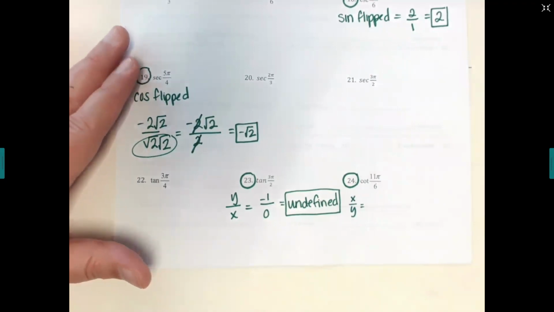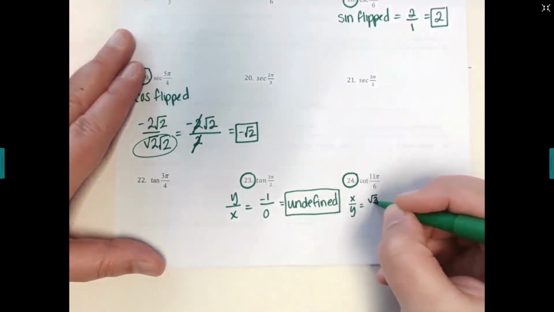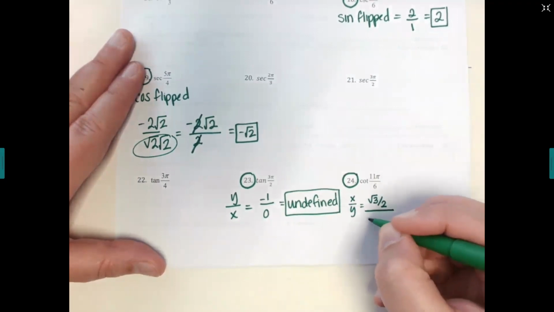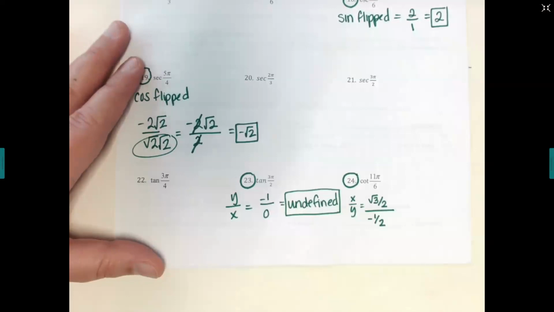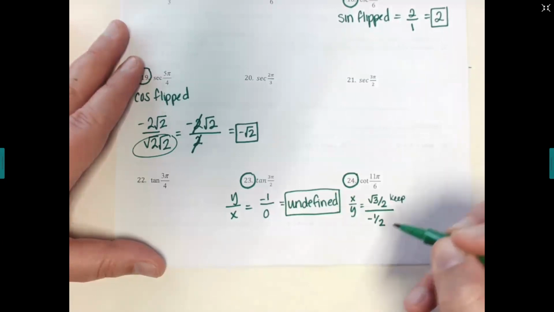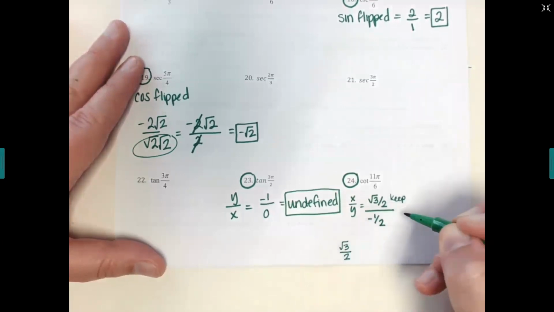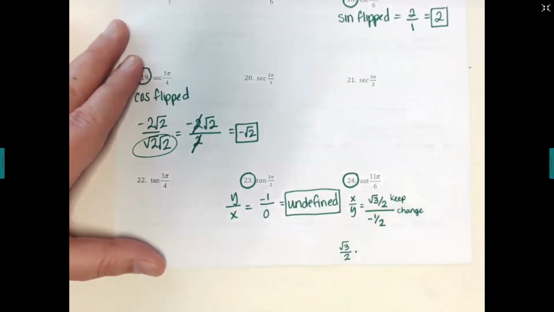What is my x value? Root 3 over 2. Divide by, what's my y value? -0.5, very good. And then remember, when you're dividing fractions, you're gonna keep change flip. So remember that I keep the top one the same. So it would be root 3 over 2. What do I change? The division sign turns to a multiplication sign.